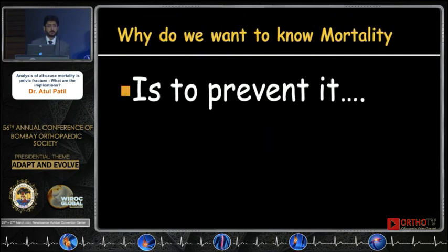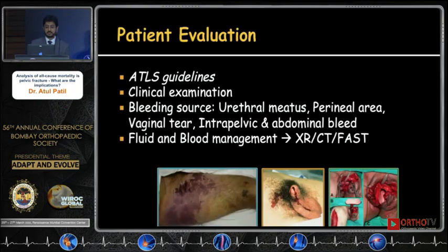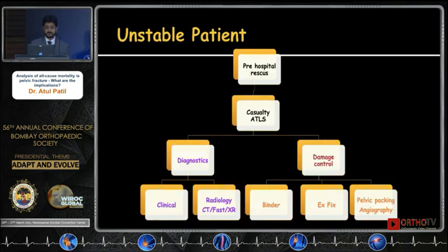So why do we want to know all this about mortality? To prevent it. How to prevent it: you have proper ATLS guidelines in situ. You should know what and when to intervene. Clinical examination is important. You have to stop the bleeding source, aggressive fluid and blood management, and X-ray and CT FAST you should do in your emergencies.